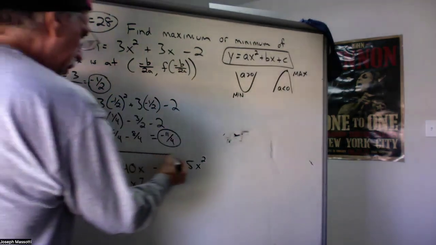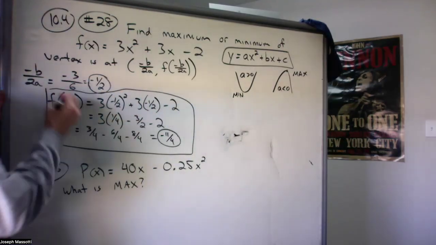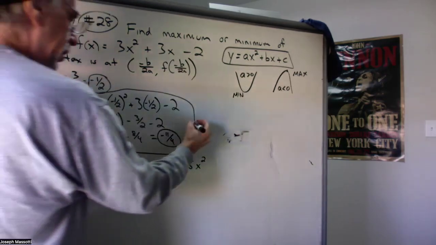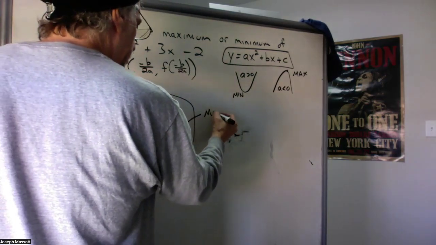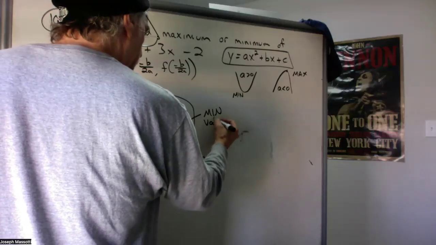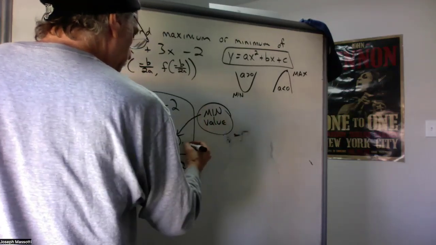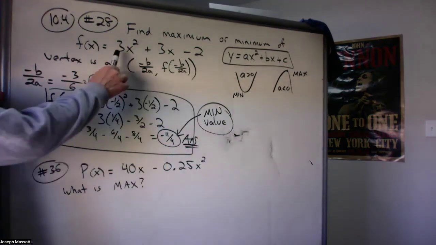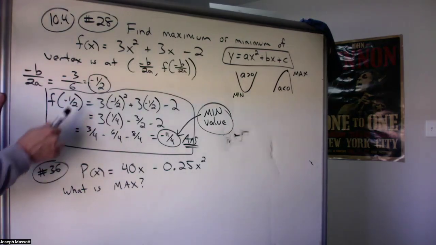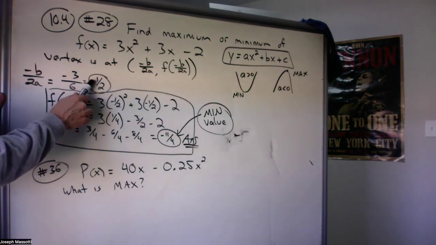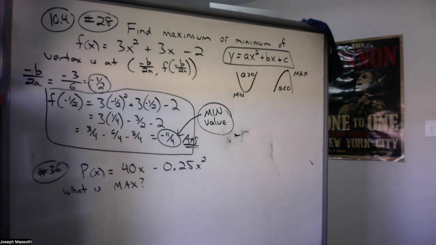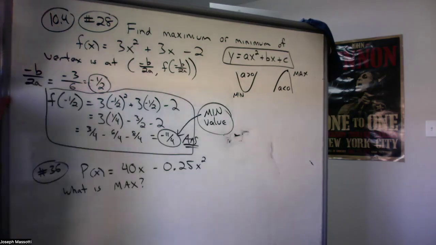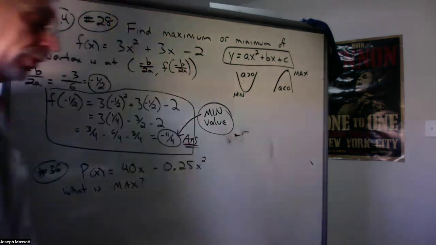Now the output at the vertex is going to give us, in this case, our minimum value. So this is our minimum value. That is our answer, negative 11/4. Again, you can put that into your calculator and check to see that is the vertex. The vertex is at the point negative 1/2, negative 11/4. The output of the function at the vertex is the minimum value. So that's our minimum value for that function.